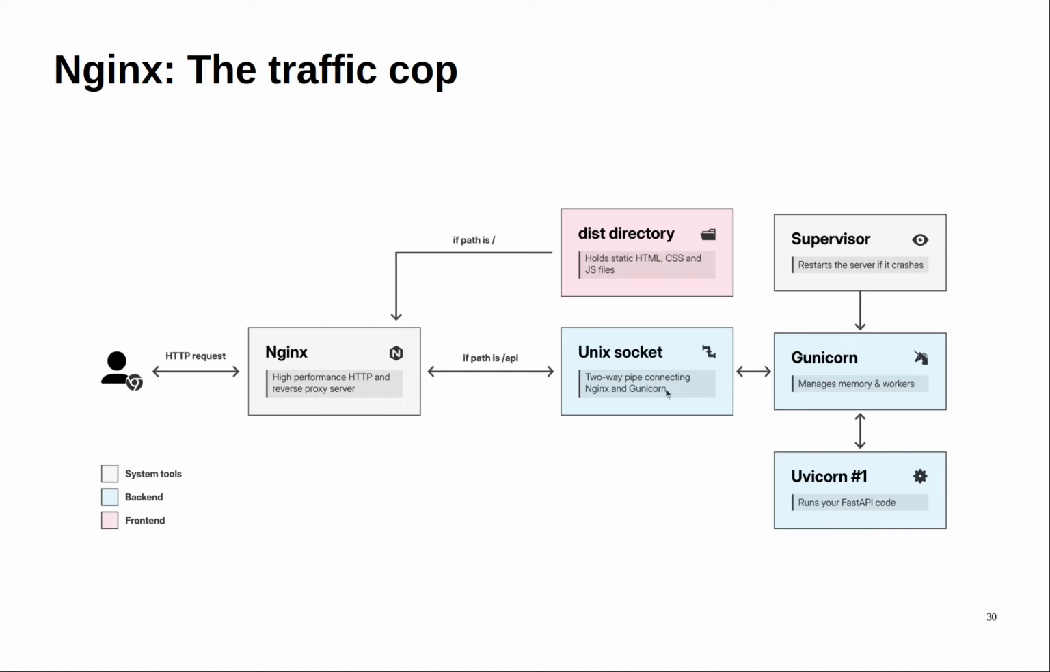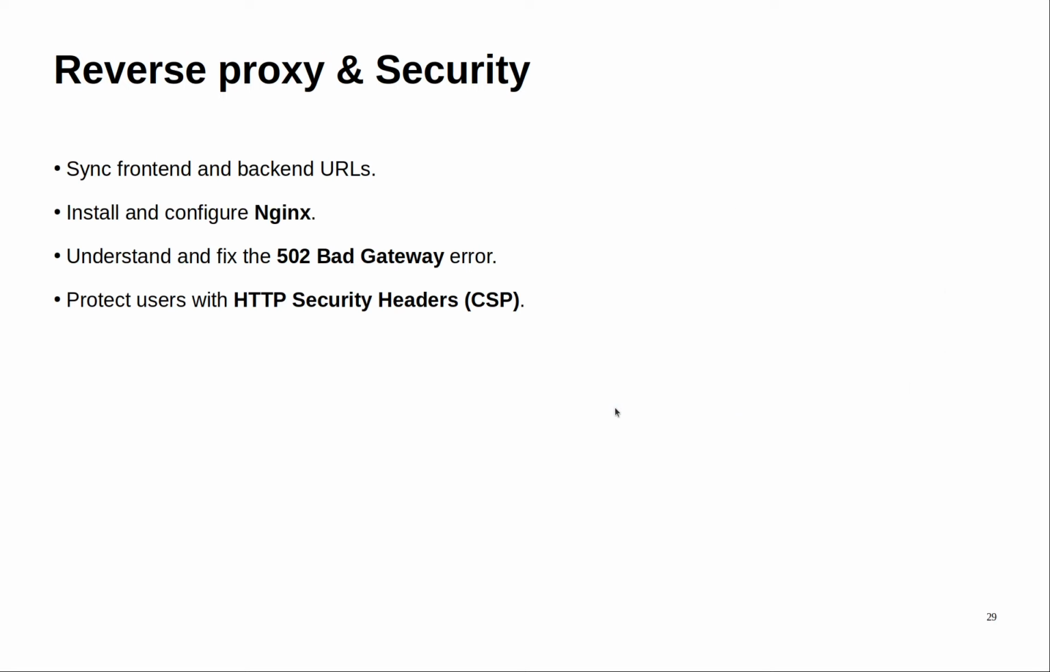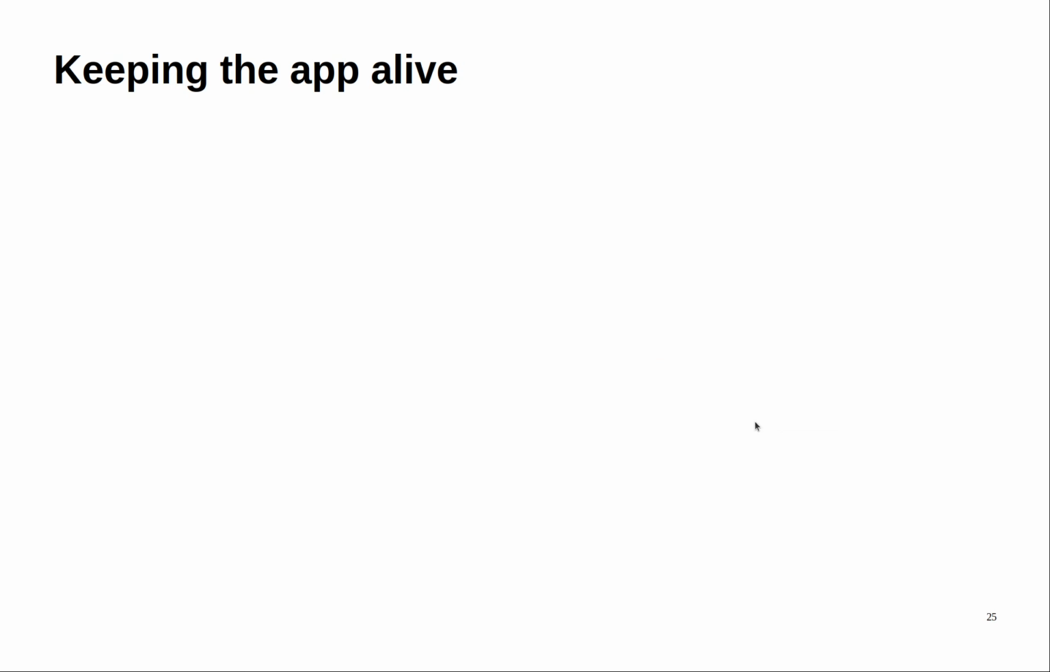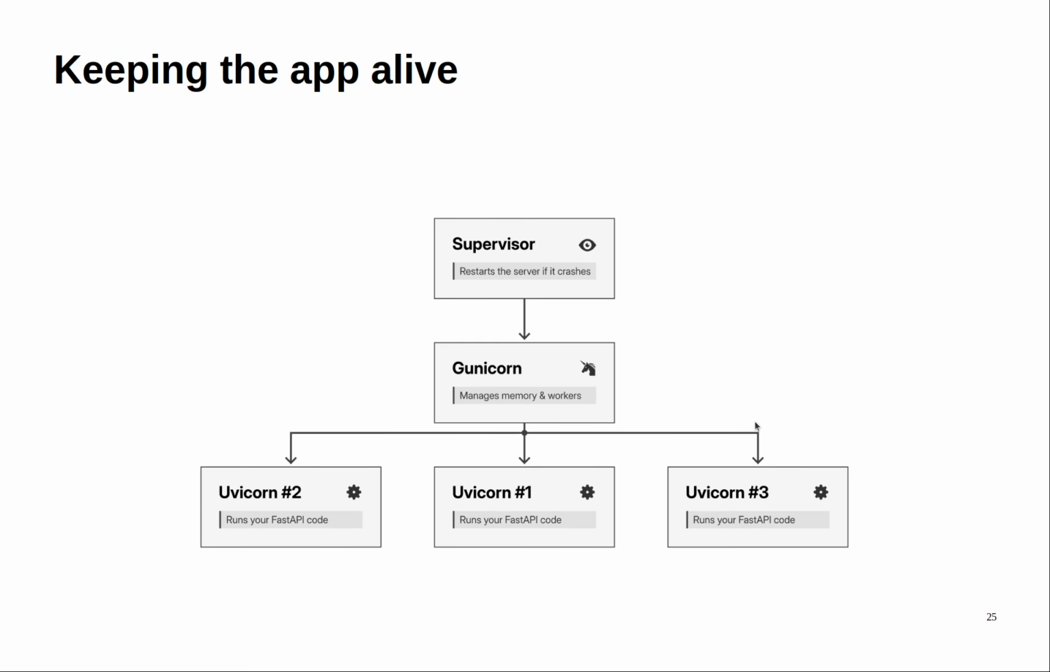You can see that this is the part that we talked about in the previous subchapter. Let's go back. Here, when we talked about SSH tunneling, we mentioned that the frontend is running here and the backend is running on the server. And we explained how that works. We have the supervisor, we have Gunicorn and our workers.